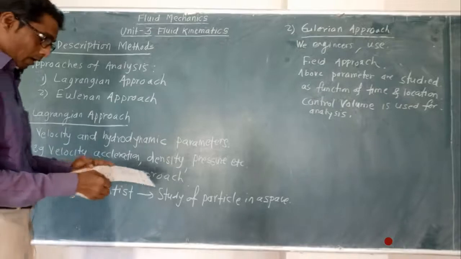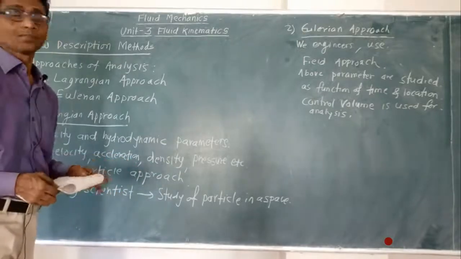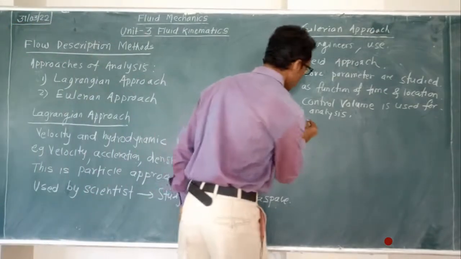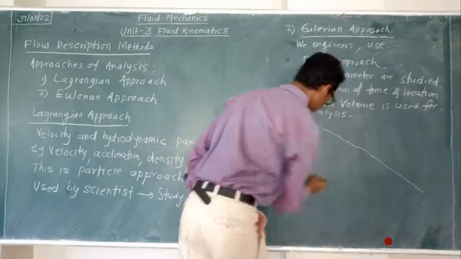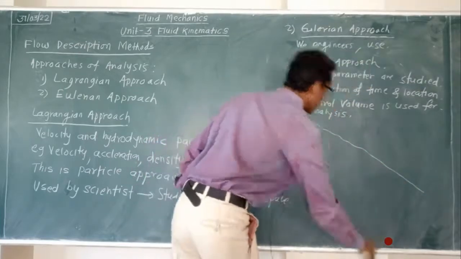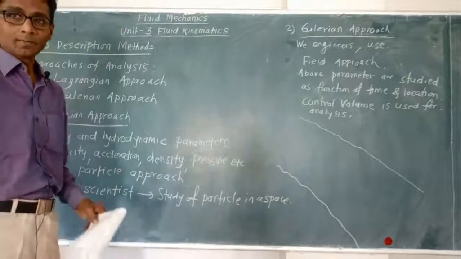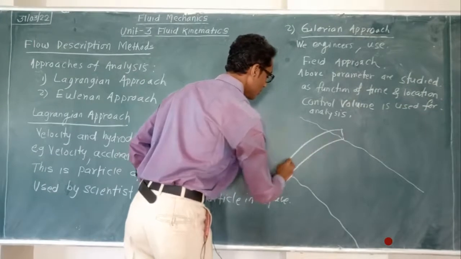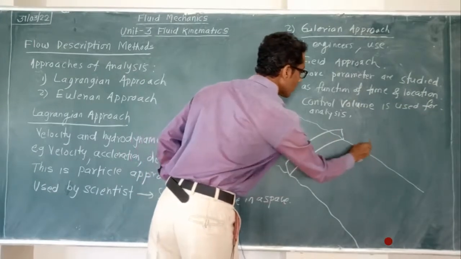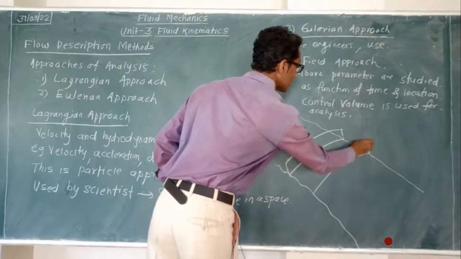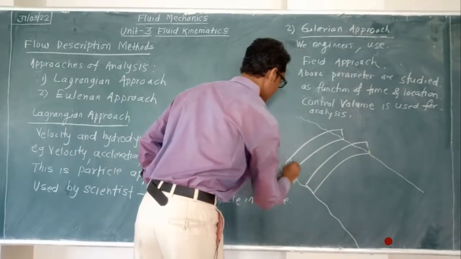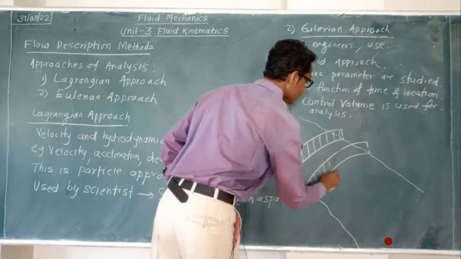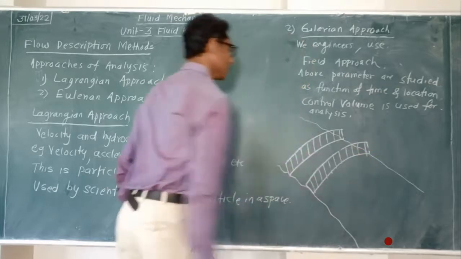Okay, now we will have a pictorial view for understanding the difference between these two methods. Suppose this is a flow, which is taking place through the river, and here is a bridge which is constructed across this river. So in one approach, this is a bridge, this is a flow.